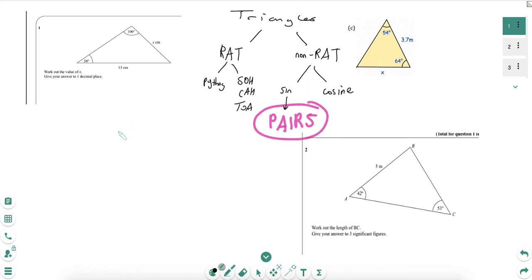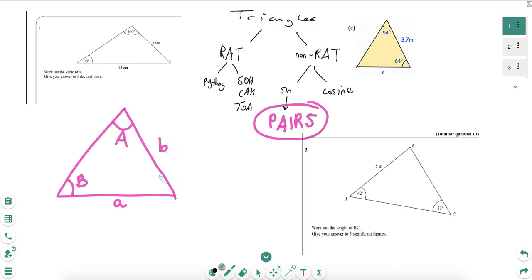What does pairs mean? If you have a non-right angle triangle, and let's say this is angle A, we like to give angles capital letters. Its pair will be the side opposite the angle, so this is side A. If this is angle B, this is side B. If this is angle C, this is side C, okay? And you use the sine rule where you have two pairs.